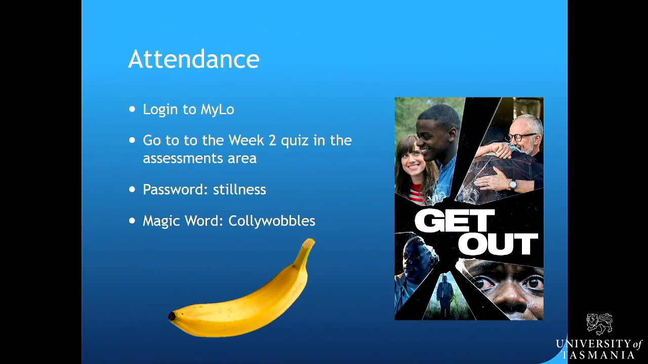Don't take a picture. No picture. If I see you take a picture, you will immediately lose marks. All right. Has everyone answered their question? What was it?